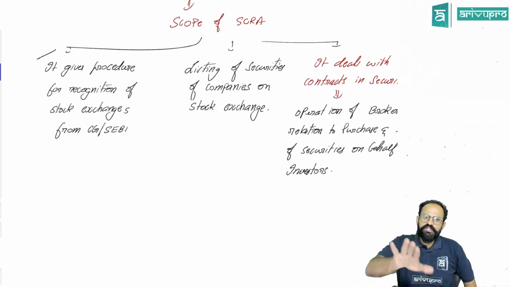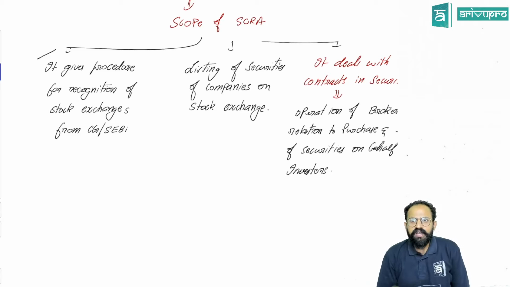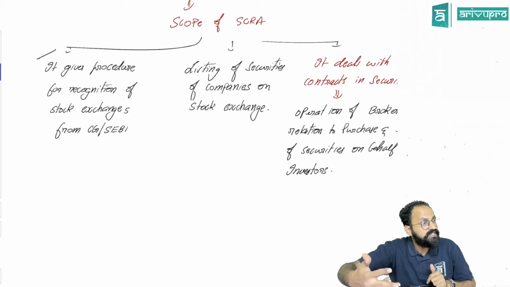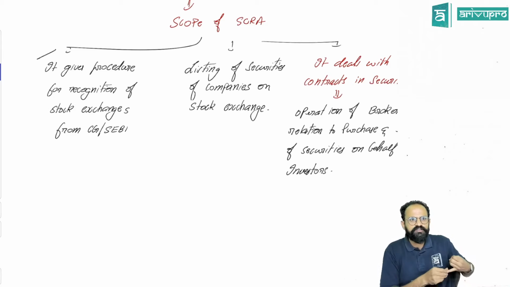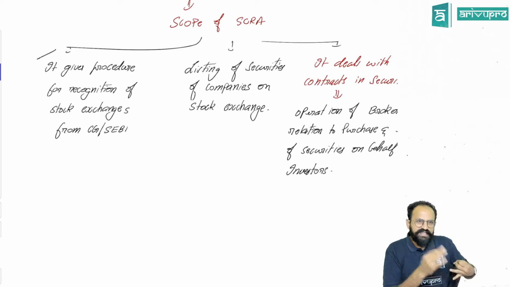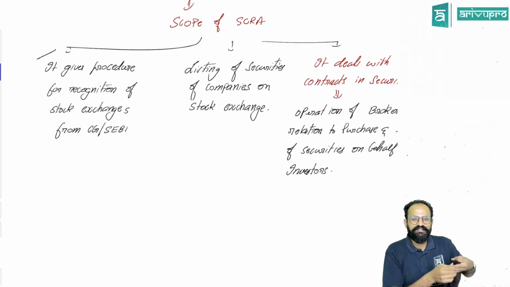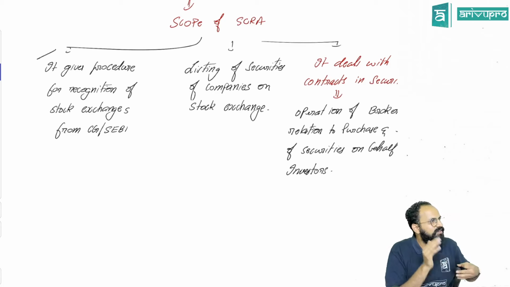Meaning, imagine tomorrow if you want to start a company, how to do it? Companies Act gives you the procedure. In the same way, if you want to start a new stock exchange, the procedure is there. NSE is there. What are the stock exchanges you know? NSE, BSE, give me the third one. Ahmedabad Stock Exchange. People, there are more: Calcutta Stock Exchange, Pune, Bangalore, Mangalore.